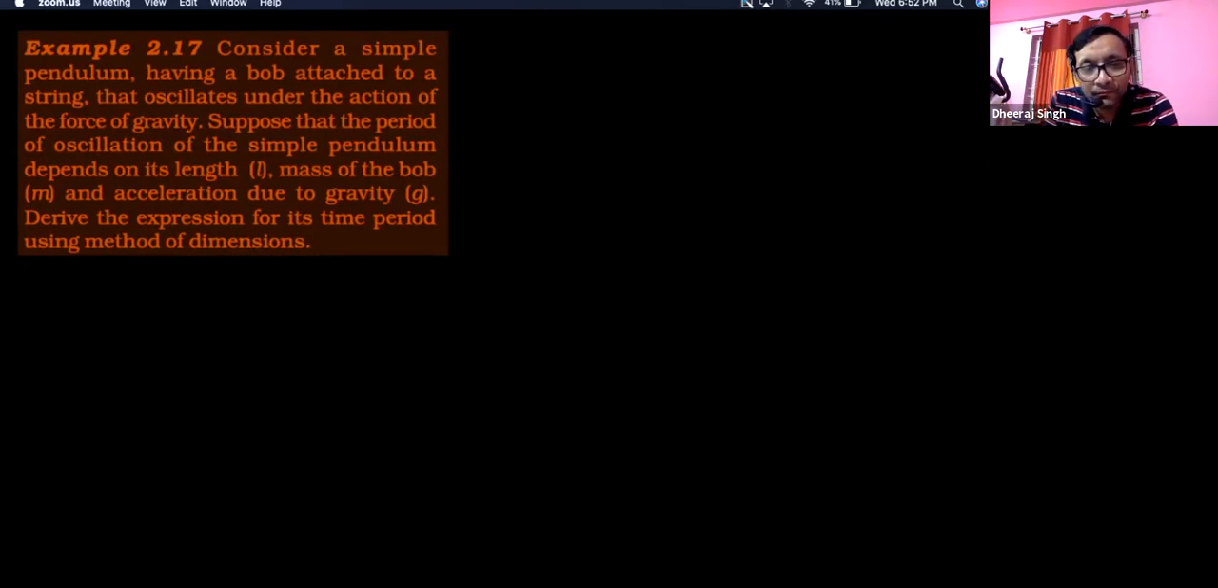All right. Do this question, all of you. Assume the formula you don't know. Assume that T equals 2 pi under root L by g. That formula is not known to you. You need to derive that formula by using dimensional analysis. So try doing it. If you can do it, it will be very nice. You'll never forget dimensional analysis then.